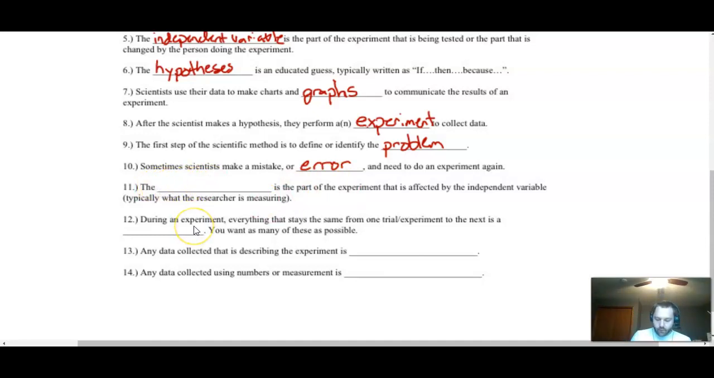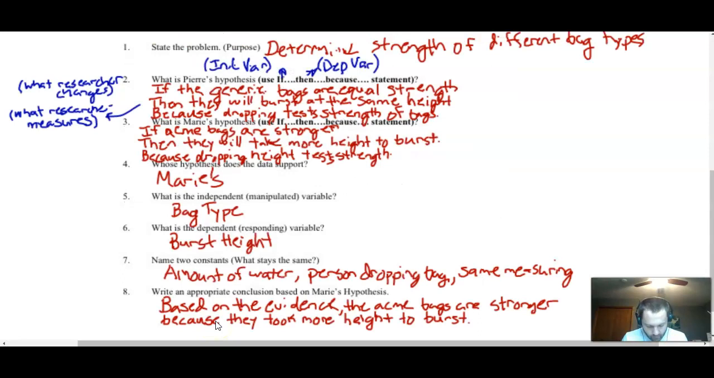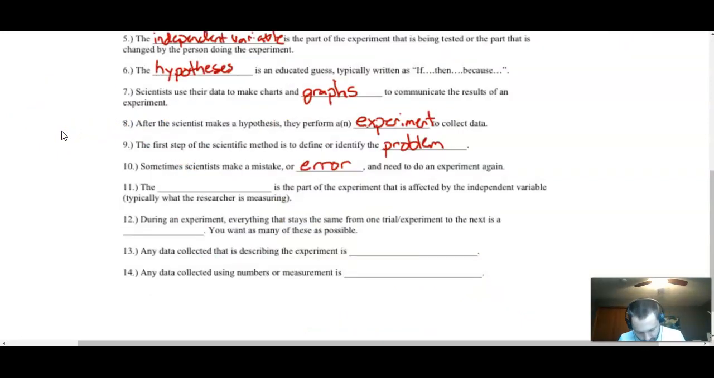The blank is the part of an experiment that is affected by the independent variable. Typically what the researcher is measuring. Well, going back to this again, the then statement, which relates to your dependent variable, is what the researcher measures. So that is your dependent variable.